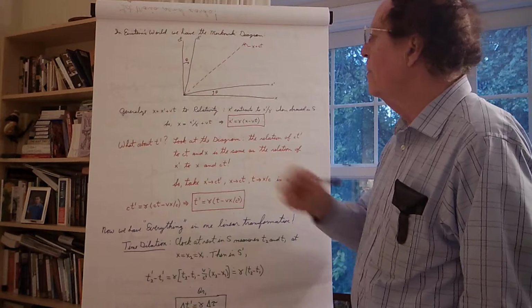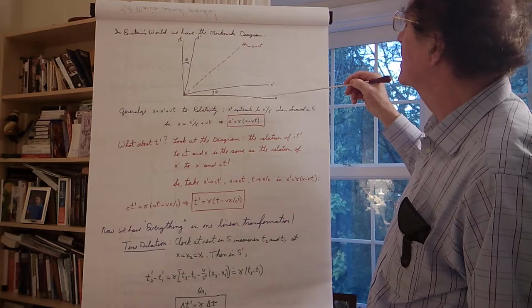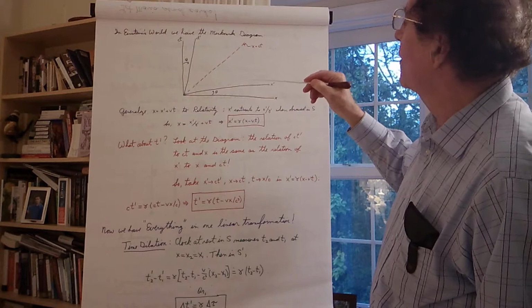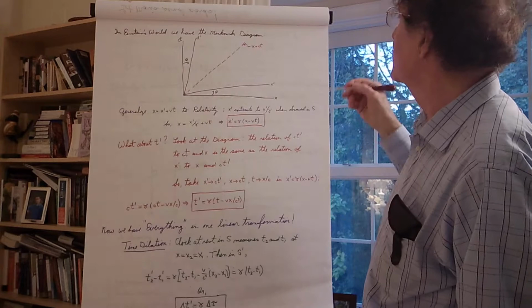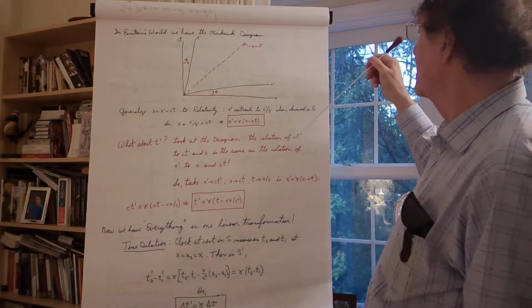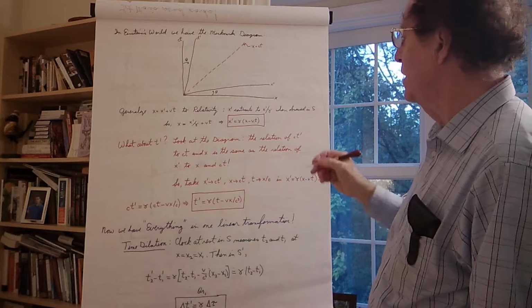Now what about t prime? Now look at this Minkowski diagram, and notice the symmetries in it. I know now how x prime is related to x and t. But if I look at the diagram, and I'm thinking about how to transform t, I see that t prime is related to t and x in the same way that x prime is related to x and t. So the relation of t prime to t and x is the same as the relation between x prime to x and t. So I already know how x prime transforms, so I can just make these substitutions and find out how t prime transforms.